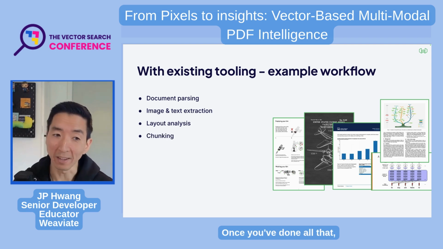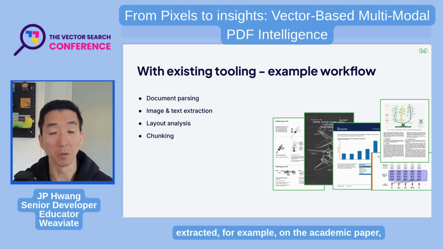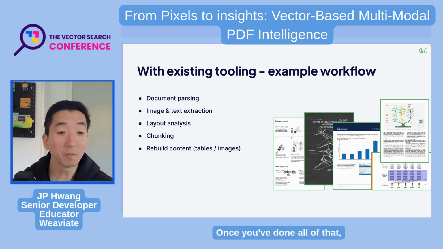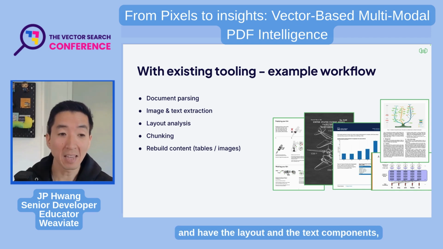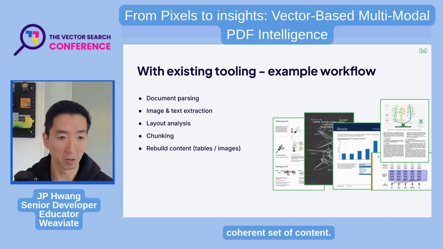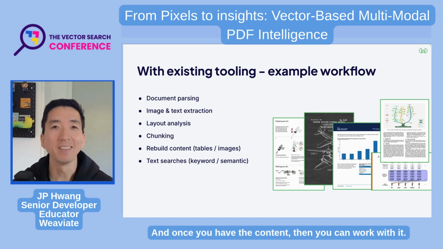Once you've done all that, you might still need to chunk the bits of data that you've extracted, for example, on the academic paper, which is very, very dense. Once you've done all of that and have the layout and the text components, you have to now rebuild all of this content into one coherent set of content. And once you have the content, then you can work with it.